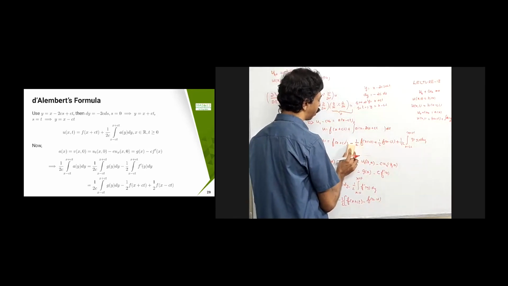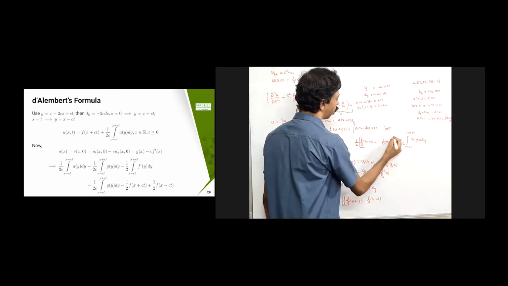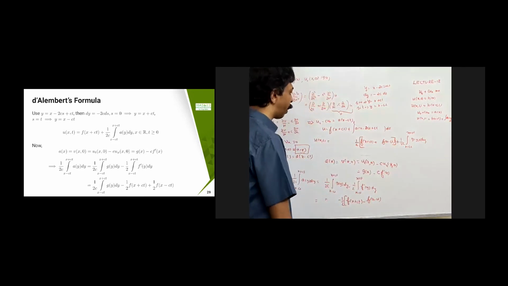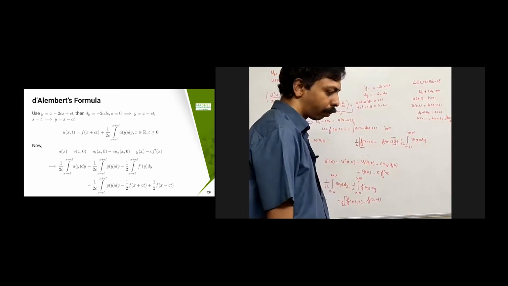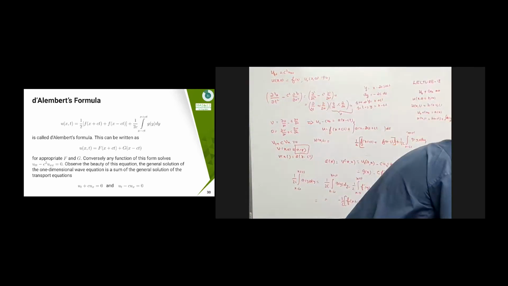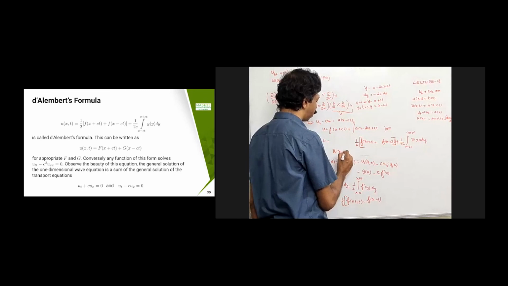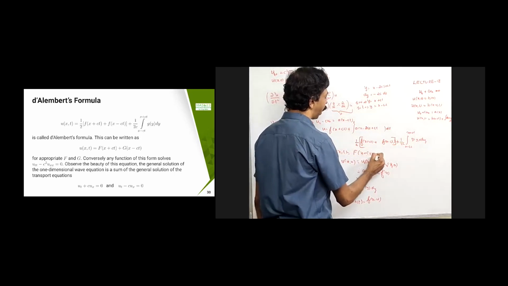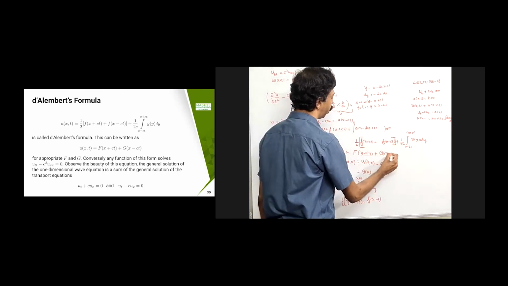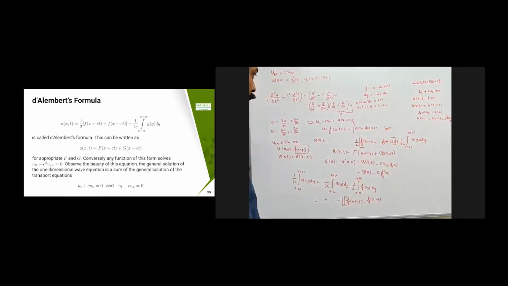Therefore that I can write as half into f of x plus ct. Therefore this is going to become half into this one. Okay, half into f of x plus ct plus f of x minus ct is going to come. That's what we have in the next step. So I can rewrite this equation as u of x comma t equal to f of x plus ct, some function, and then plus g of x minus ct. This is going to be my general solution for our wave equation.